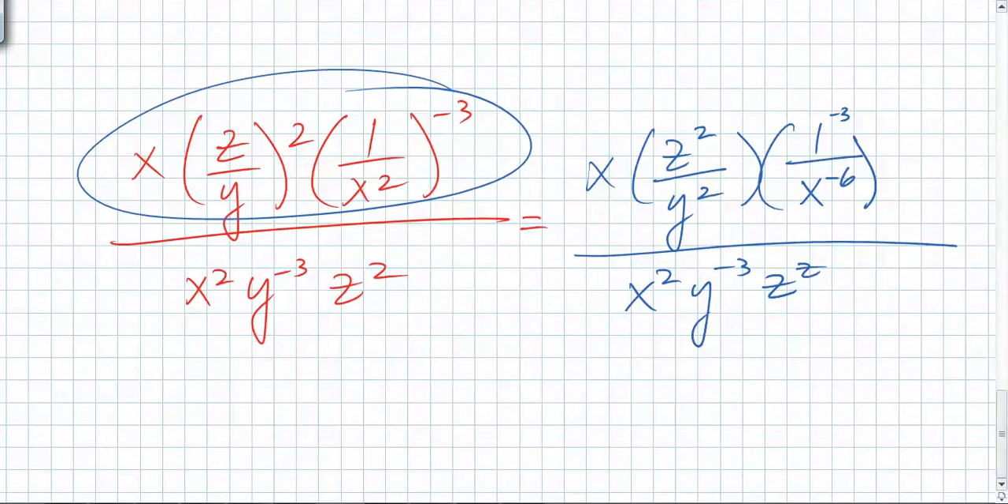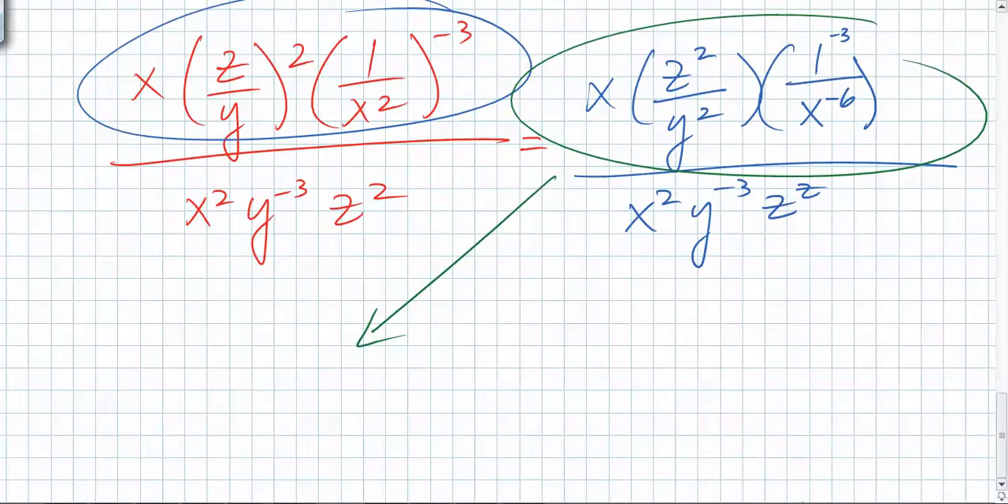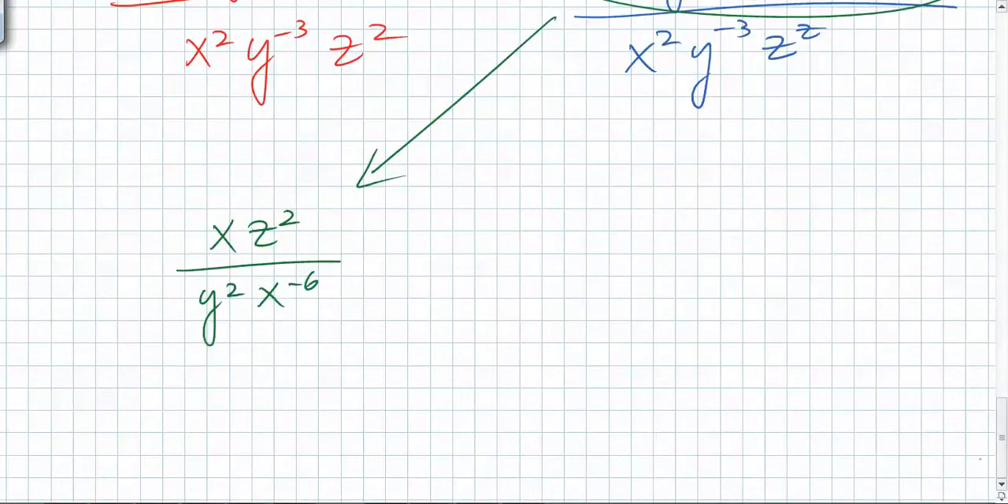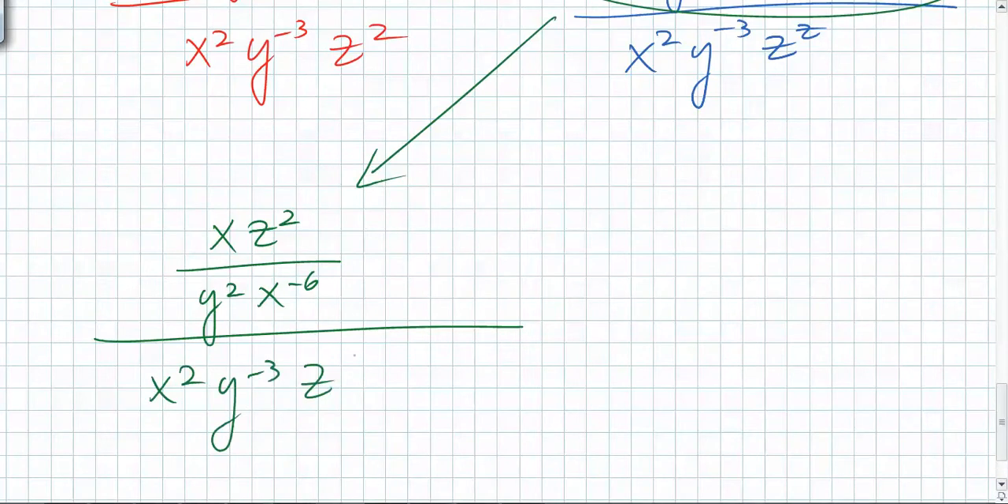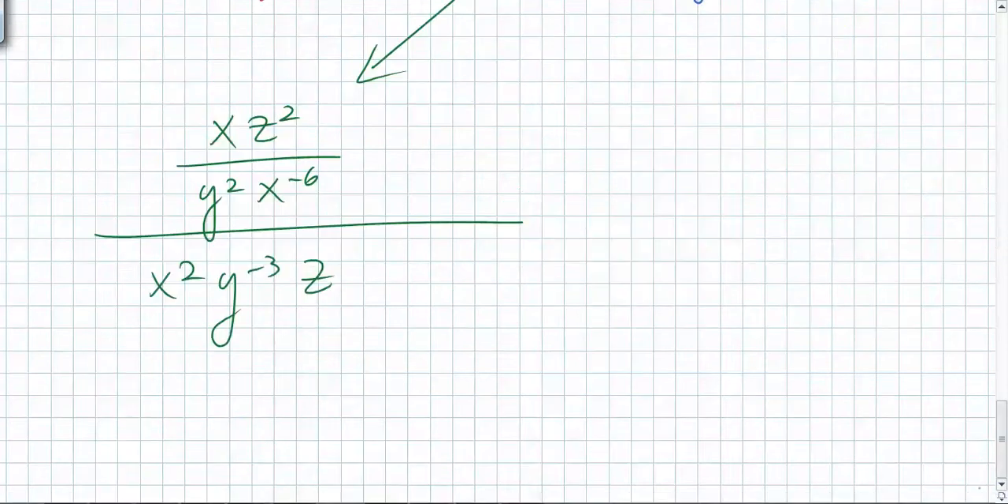What can we do to the numerator? We're not done with the numerator here. What should we do now? Well, what's x times z squared over y squared? Actually do the multiplication. What's that going to turn into? Xz squared. What's 1 to the negative 3 power? 1 all over y squared, x to the negative 6th, all over the same thing. I wrote z there, didn't I? That should be z what? Squared. Yep. So that's z squared.